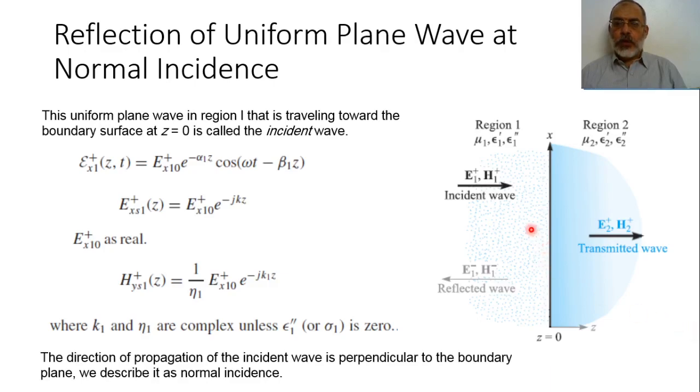We are going to assume that the incident wave is coming from region 1. So we have an incident plane wave from region 1 in the positive z direction. This incident plane wave is divided into two parts. One part is transmitted to region 2, and the other part is reflected back in region 1. So the transmitted part would be called the transmitted wave, and the reflected part would be called the reflected wave.